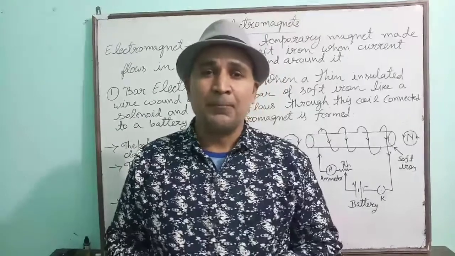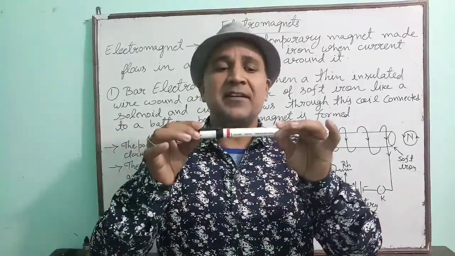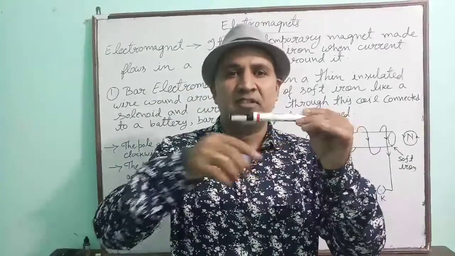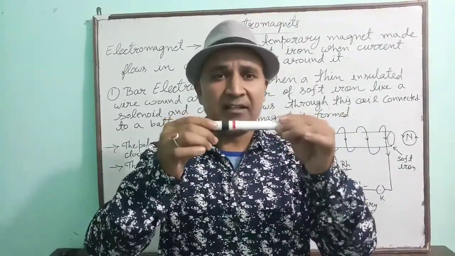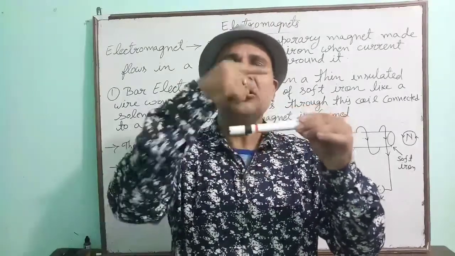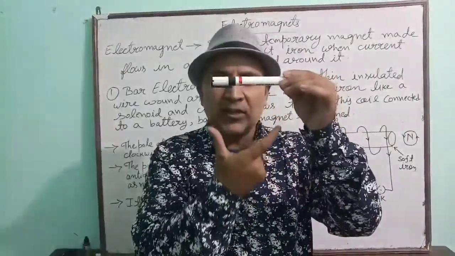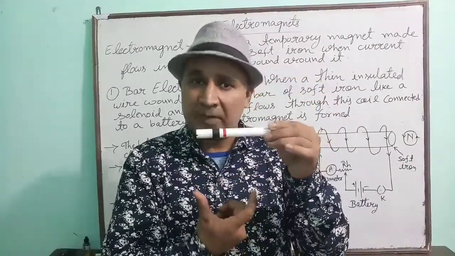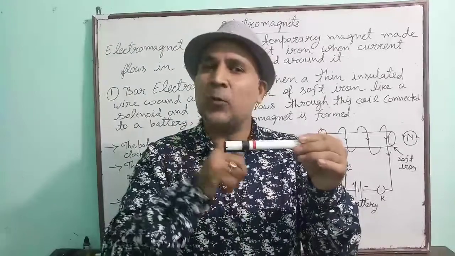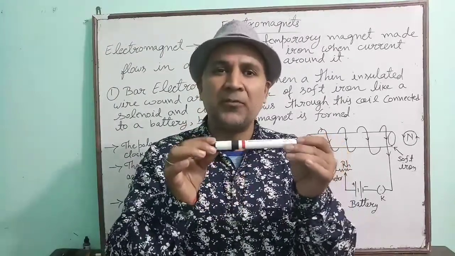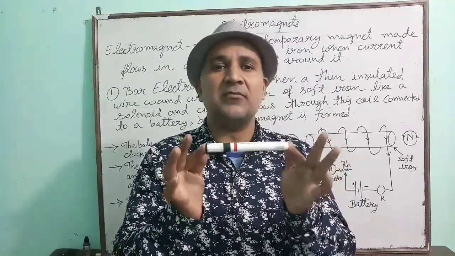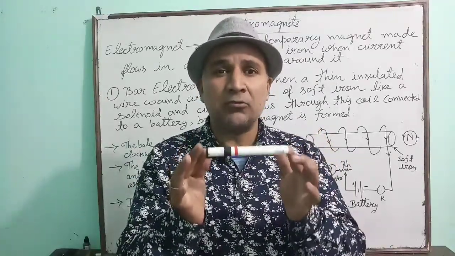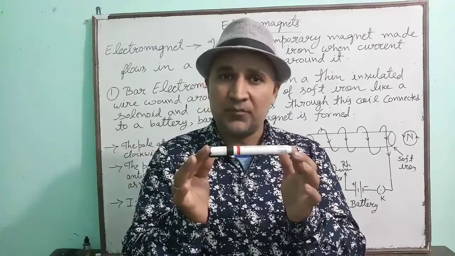It means, suppose we take a soft iron bar and it is wound with copper coil. If we wind it with the copper wire, and then both the ends of the copper wire are attached to a battery, then current will start flowing in it. Due to the flow of current, this soft iron will behave like a magnet, and then it will be called an electro bar magnet. Understood?